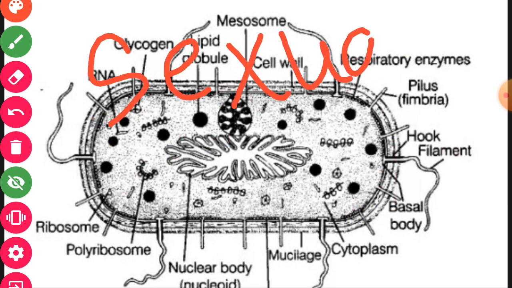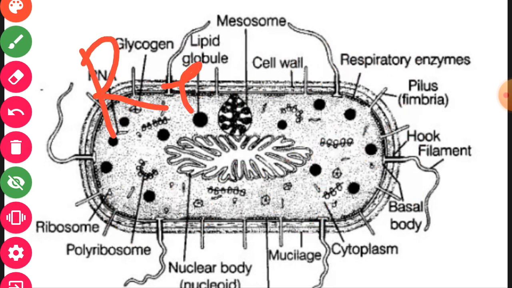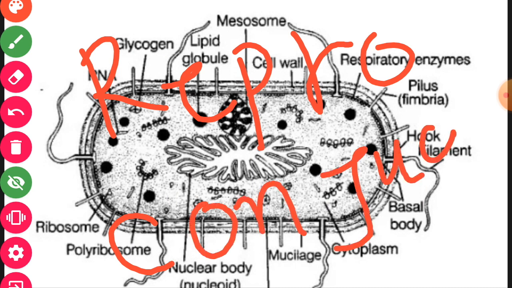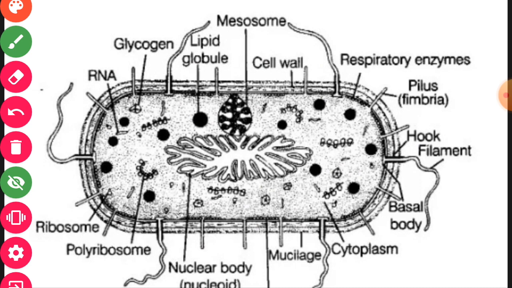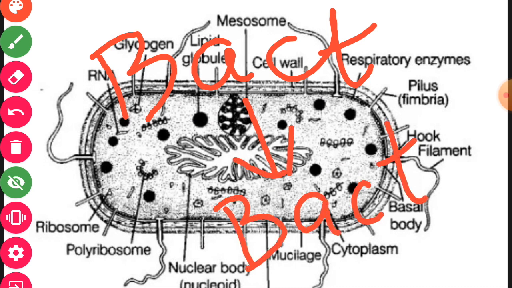Remember, sexual conjugation means sexual reproduction. Reproduction in bacteria is called the conjugation process or conjugation method. This is sexual reproduction in bacteria. Pili are helpful in sexual conjugation, in transferring genetic material like DNA from one cell to another cell, from one bacteria to another bacteria. When DNA is transferred through these pili, this is called the conjugation process.